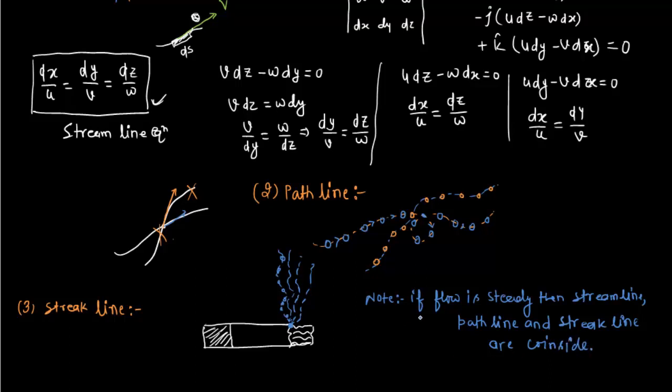Okay, a note here: if the flow is steady, then the streamline, path line, and streak line coincide, because as we are saying, the flow is steady, which means there is no change with respect to time. Streak line and path line are time-taking phenomena, so in that case the position of the particle is not going to change with time, and streamline is an instantaneous phenomenon, not depending on time. So all three are going to coincide in that case. Okay, so I think the point is clear.